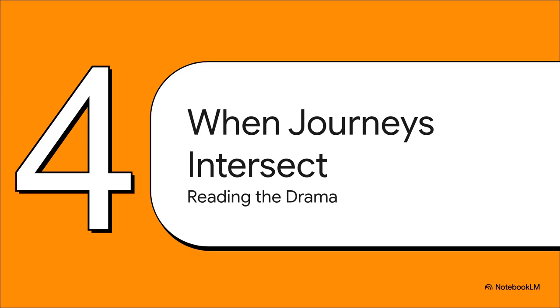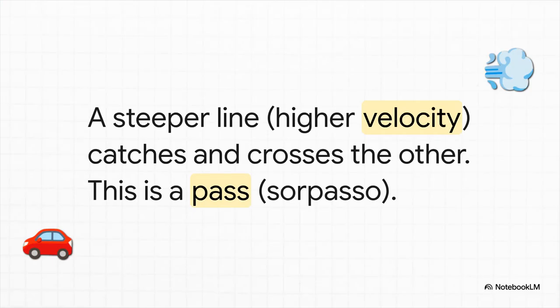Okay, this is where it gets really fun, because once you know how to read one of these lines, you can start reading two or three and see how their stories all interact. We're talking about visualizing high-speed chases, dramatic passes, and complete standstills, all just by looking at some lines. All right, let's picture it. A classic sorpasso. One car overtaking another.